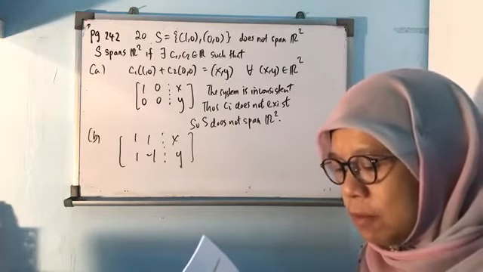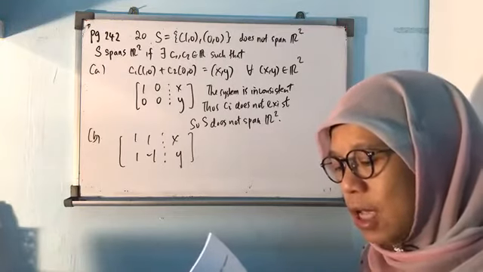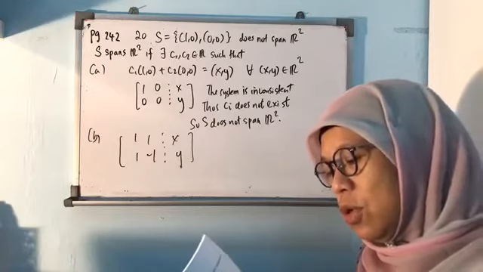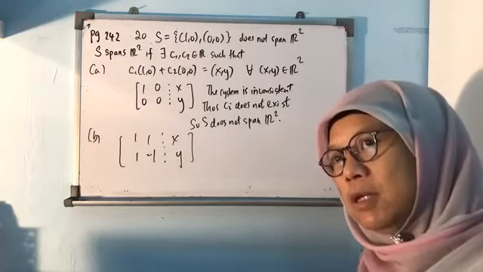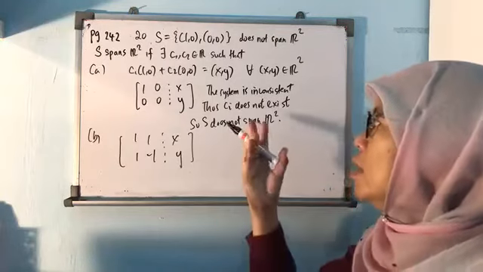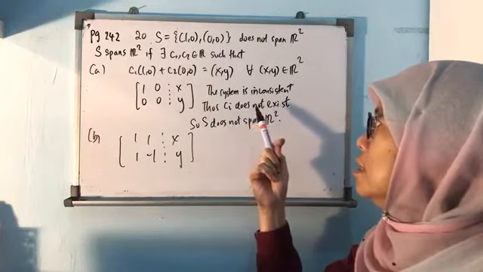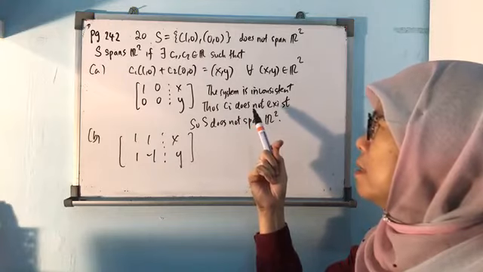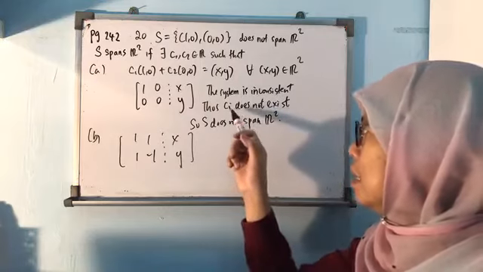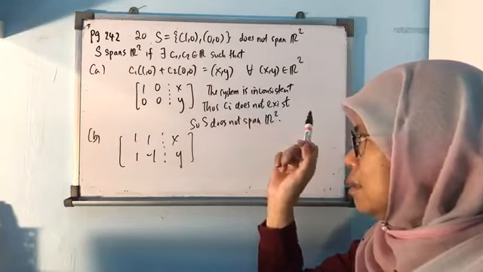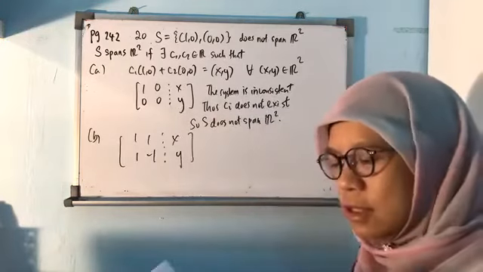The same thing for number 21, because I gave you m equals n equals 3, so you can also find it using the determinant. If the determinant is 0, the Ci does not exist and it does not span, because the system will be inconsistent.